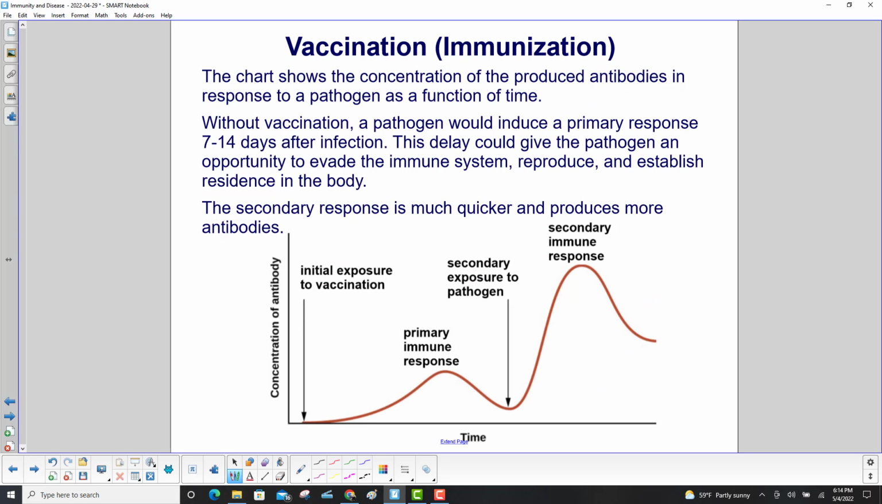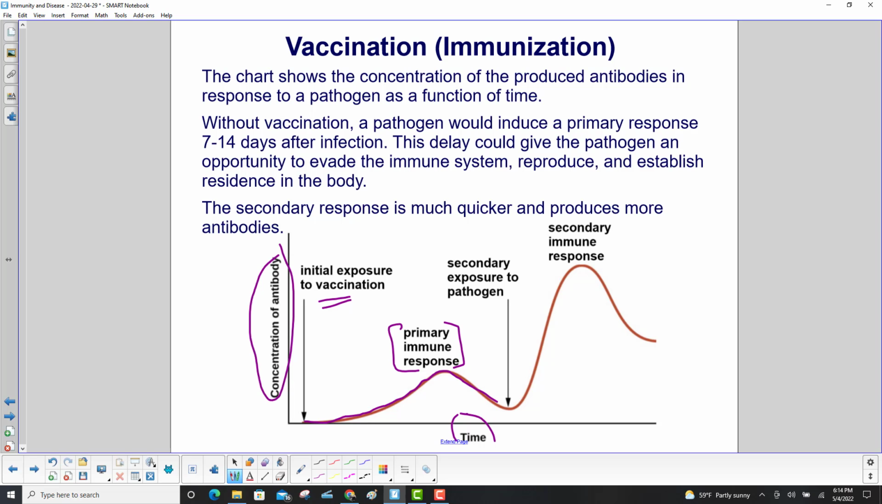The chart shows the concentration of the produced antibodies, over here on the y-axis, in response to a pathogen as a function of time down here. So let's say over here we have an initial exposure to the vaccination, which is trying to protect us from the pathogen. It takes quite some time to build up the response, and then it peaks right here, not terribly high, and this is the primary immune response.